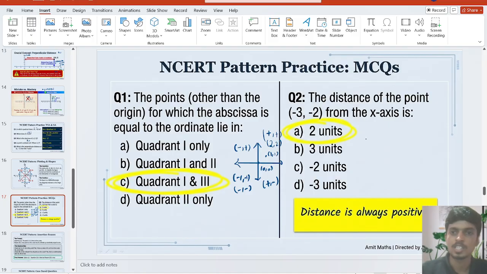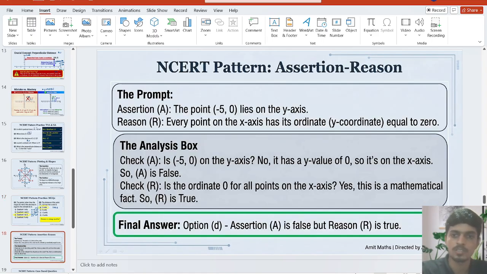The distance of the point minus 3 comma minus 2 from the x-axis. We take the modulus of the y coordinate. What is the modulus of the y coordinate? Minus 2, which is equal to 2. So 2 units will be the correct answer. Distance is always positive, so we use modulus. Okay, I hope it is clear to you. Come to the next question.